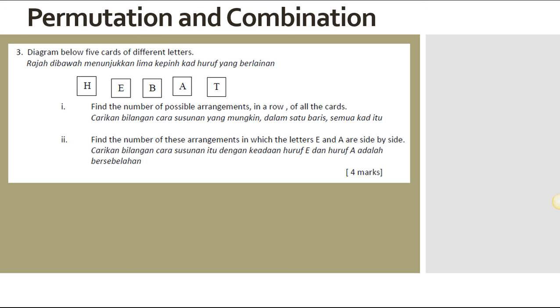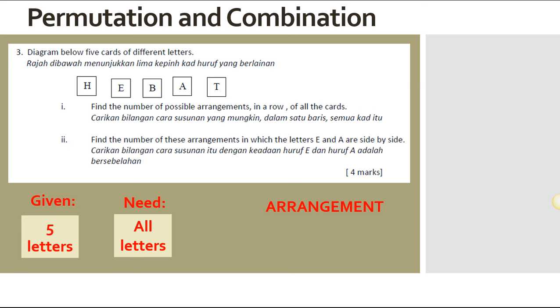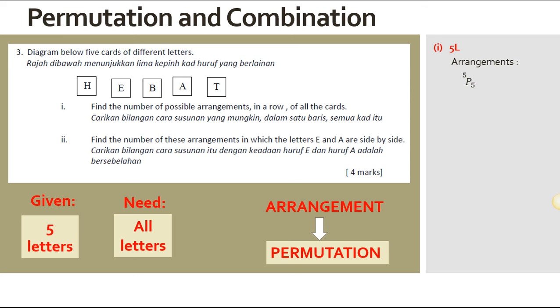Okay, so next question. You are given 5 letters, and how many do you need? Find the number of possible arrangements in a row of all the cards, meaning you need all letters. There is the word arrangement, so the keyword shows that this is a question on, yes, correct, permutation. So the first part of the question: there are 5 letters, we need all, that will be 5P5 or 5 factorial, which is 120 arrangements.